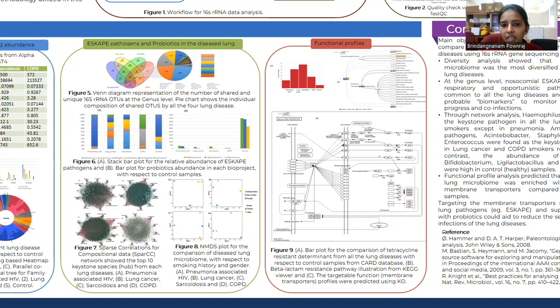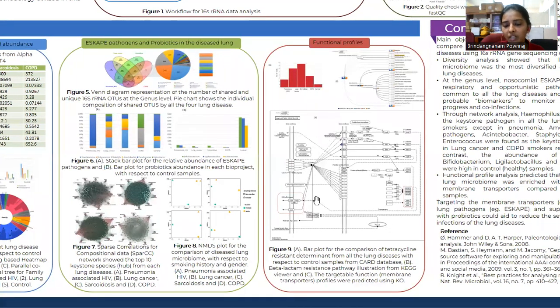Then we went for CARD database analysis. CARD is the Comprehensive Antibiotic Resistance Database. In this database, we found tetracycline resistance genes were high in all the lung diseases compared to the control. Then we went for pathway analysis using KEGG. Here we found the beta-lactam resistance pathway is enriched in all the lung diseases, and the resistance is mainly due to RND transporters.